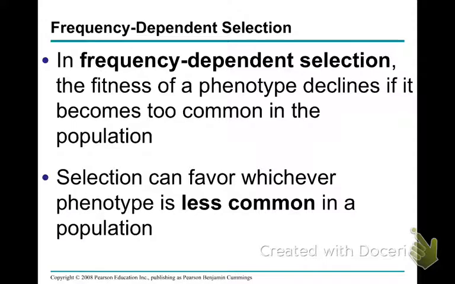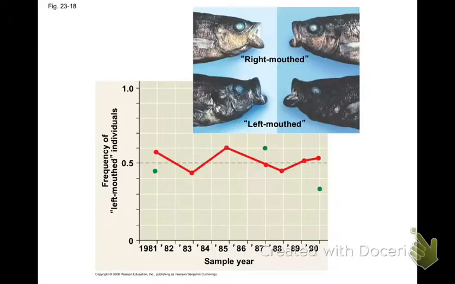Then, frequency dependent selection is another option of selection. For this, sometimes the fitness of a certain phenotype will decline because it becomes too common in the population, and then the selection favors the one that is not common. Okay, for this I want to explain about a certain lake, Tanganyika.